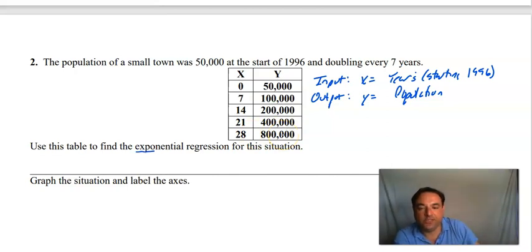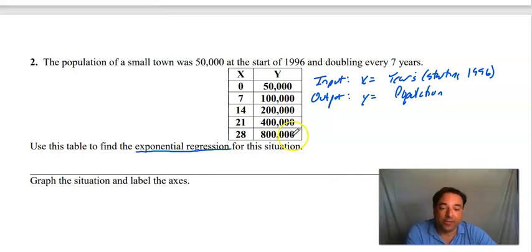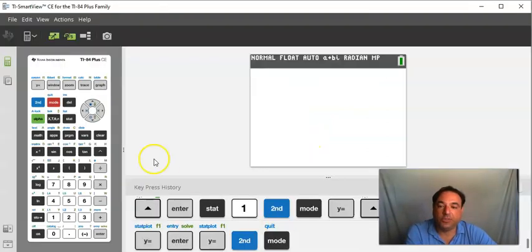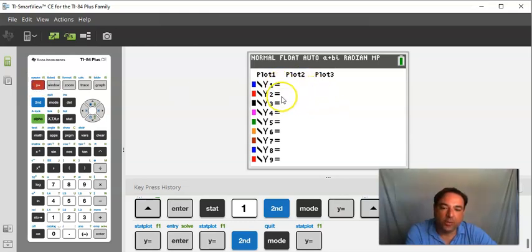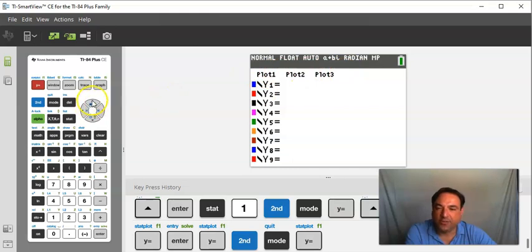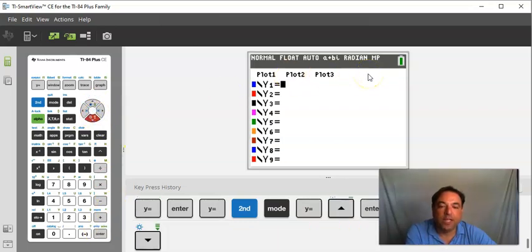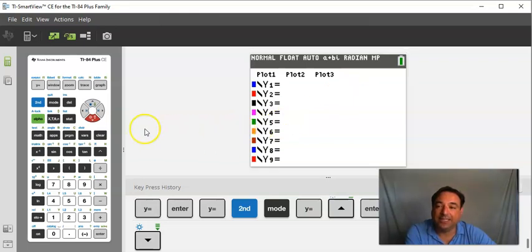And the first question is to find the exponential regression. So we're going to do that in the calculator. First thing I like to always do is go to y equals and just make sure that there's nothing in y1, nothing in y2. Make sure your plots are unhighlighted. So for example, if you have a plot that is highlighted like plot 1, go up to it, hit enter. Make sure none of your plots are highlighted. Then we're going to enter the data in the calculator.